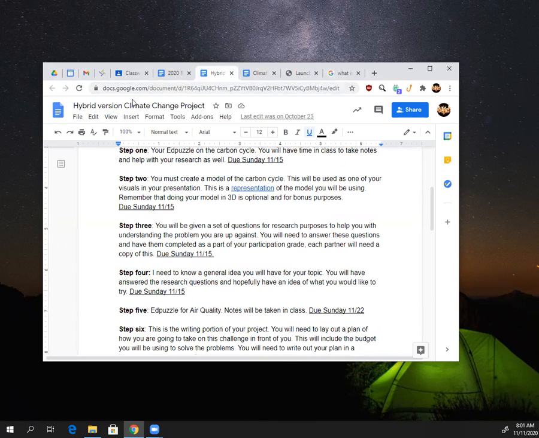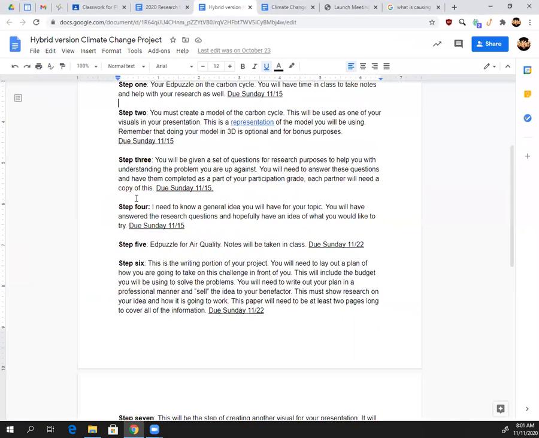Moving to what step 3 is. So step 3, let's make it a little bigger. Step 3 is going to be your research questions. So you'll be given a set of questions for research purposes. You will be using this to help you and complete the rest of your project. It is very important that you do these. So your participation grade is the majority of these questions.